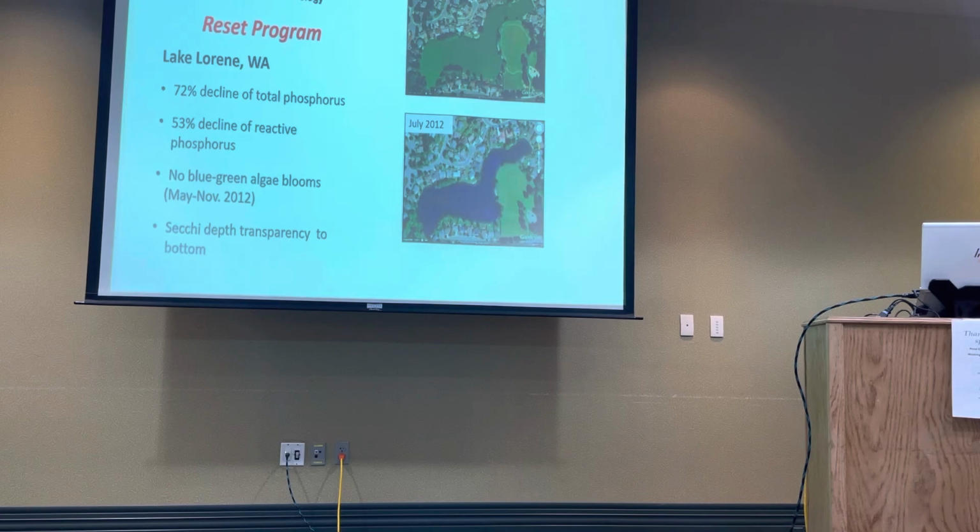This was the first time we used Phoslock, now known as Nutrisorb, in Washington State. This is Lake Lorraine. It's on the west side. As you can see, after 1 year of treatment, the water's green in 2011, and then in 2012, it's back to its blue state. No more blue-green algae blooms, and the Secchi depth was increased.